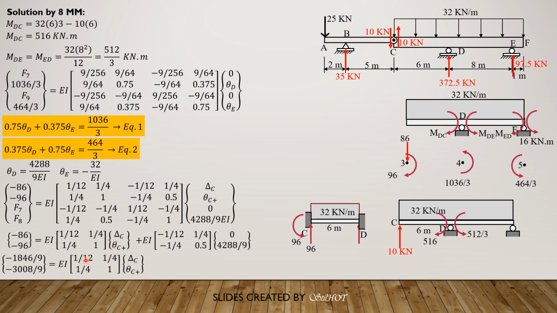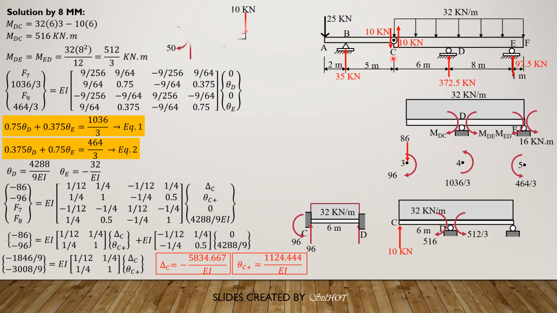Then we have EI. Copy this entry. We have 1/12 delta C plus 1/4 theta C equals negative 1846 over 9. Then 1/4 delta C plus theta C just to the right equals negative 3008 over 9. Solving these two equations simultaneously, we get delta C equals negative 5834.667 over EI, and theta C just to the right is equal to positive 1124.44 over EI, just like before.